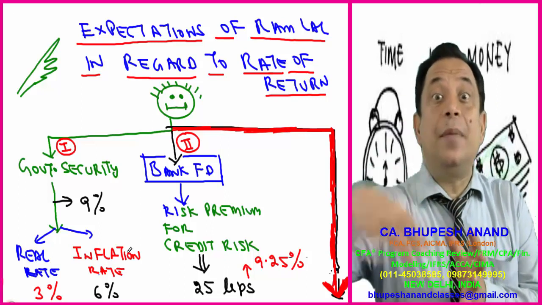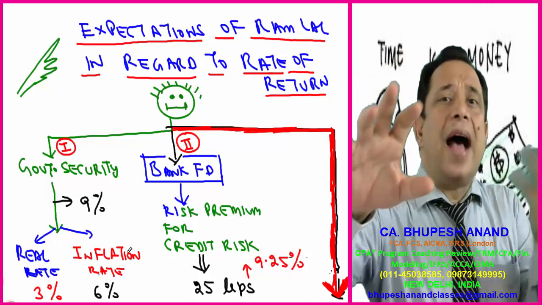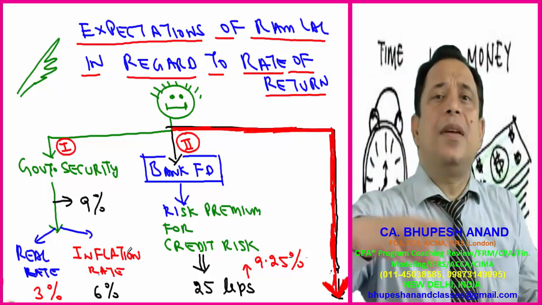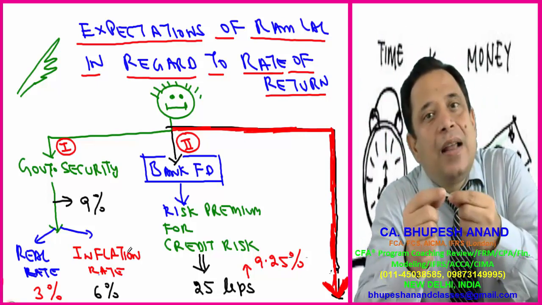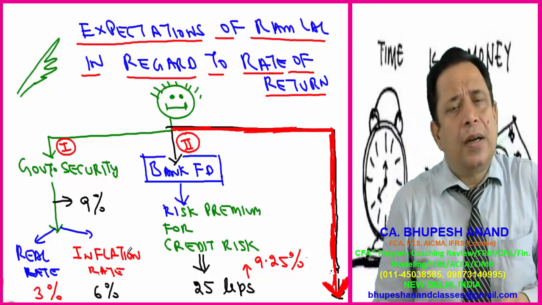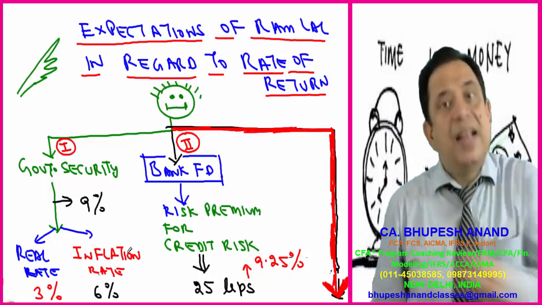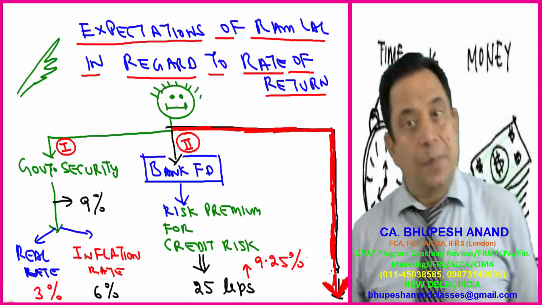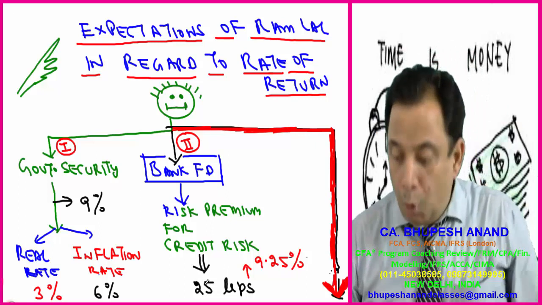In case any banking company defaults, then RBI will only pay 1 lakh rupees. So as compared to government security, a banking company is somewhat more risky. So he will add a risk premium for that, and let that risk premium be 0.25 percent. So his expectation from a banking company will be 9.25%, because 9% is from government securities, and 0.25 we have added for being riskier.